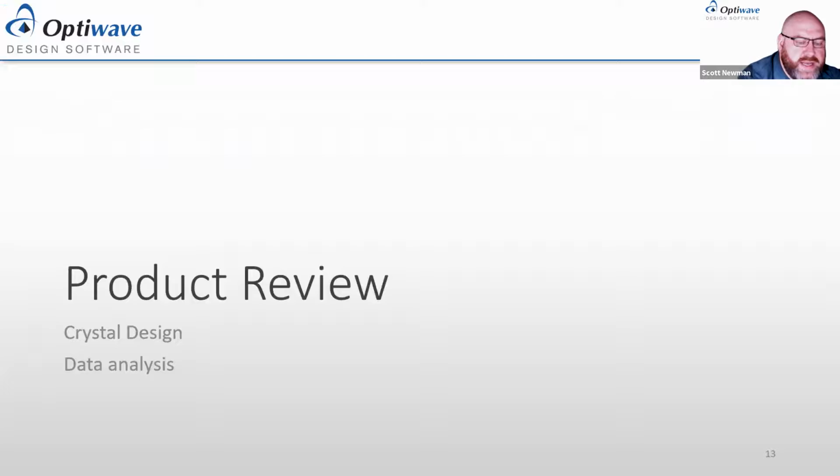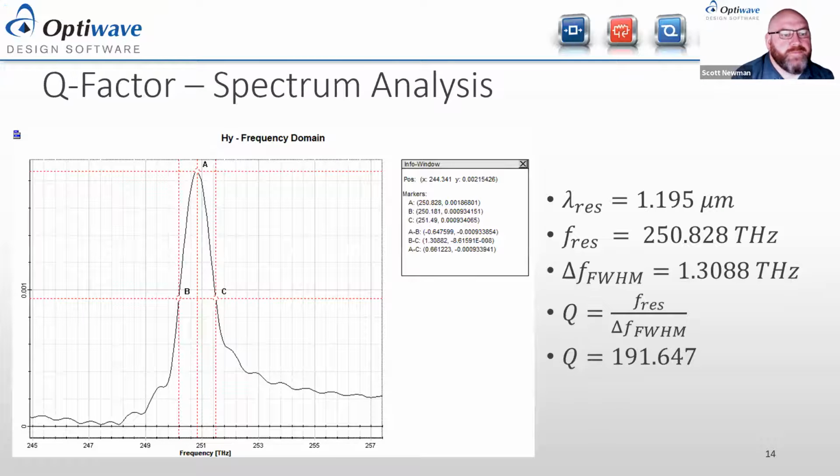So I'm going to come back to the slide deck where I've captured that. And what we see here is we have our peak at 250 terahertz. We have this bandwidth, which is 1.3 terahertz. And then we get a Q factor of 191.647. So that's how you would traditionally do this, by taking a look at the spectral response.